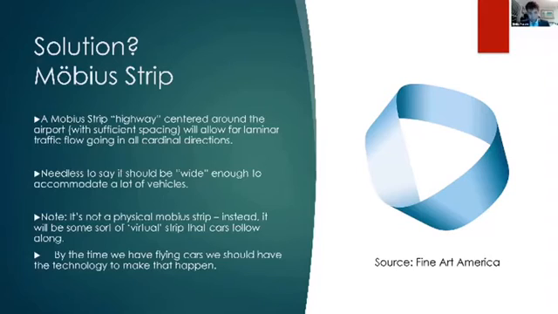So the solution I came up with was a Mobius strip virtual highway over the entirety of South Florida, with the airport centered in the middle. The reason I chose a Mobius strip was because it could allow for laminar flow going through all the cardinal directions. If it was wide enough, including the area in the middle for the airport, then we can accommodate enough vehicles and cover enough area that we can just continue to have a circular loop all going in one direction instead of having to stop at lights over and over. So cars would just go up, enter it, and get back down off of it.